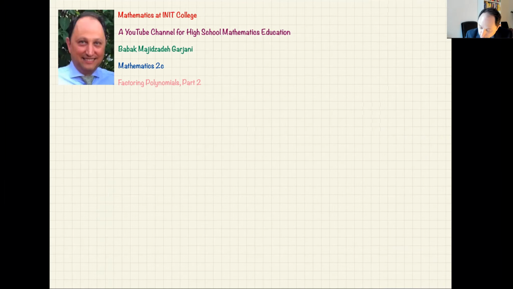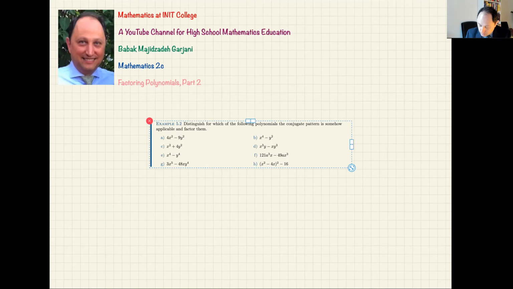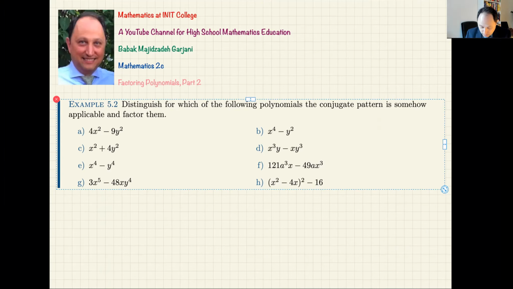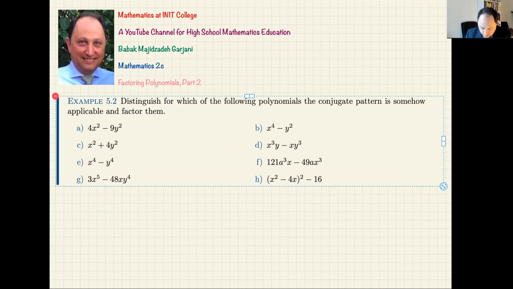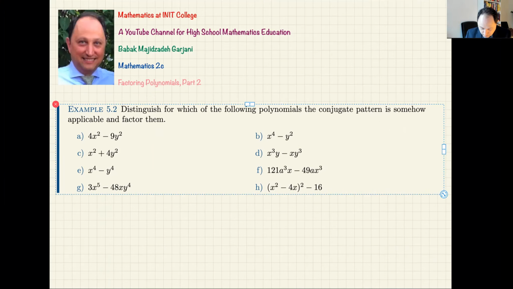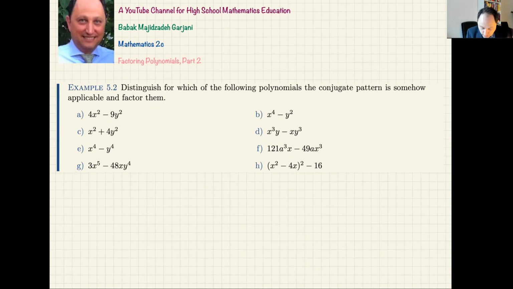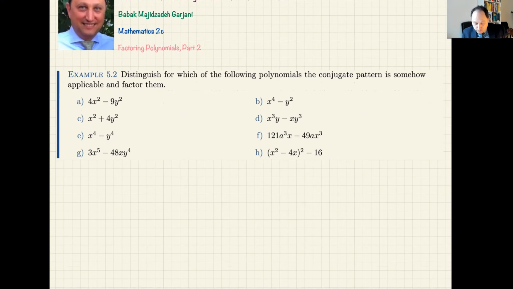Let me see if I can find my example. Yes. So we want to factorize this again. I am asking you to distinguish for which of the following polynomials the conjugate pattern is somehow applicable. And if that's the case, factor it, okay? So for example, is the conjugate pattern applicable to the first one?